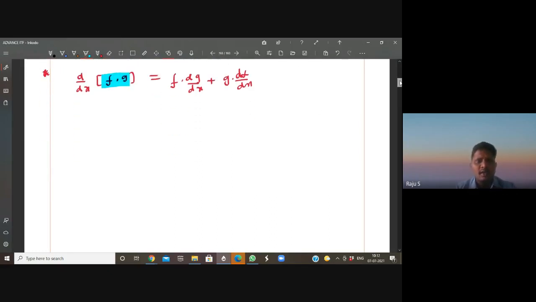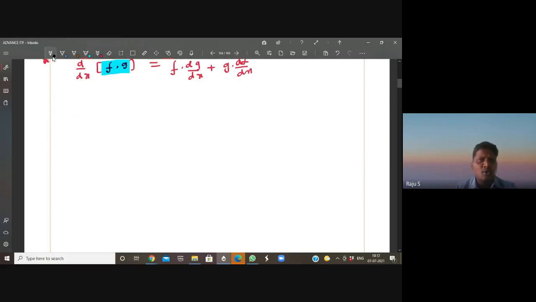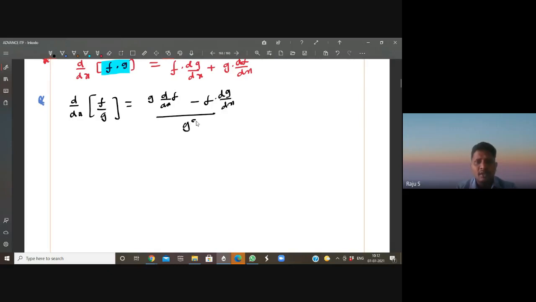Right. The next one is the quotient rule, or division rule. That is the u by v rule, the u by v formula. So d by dx of f by g, that is u by v, is equal to, first, what is the formula? v u dash, comparing with u by v: g d by dx of f minus f dg by dx, all by g square. I have just written these, already these are known formulas, right?